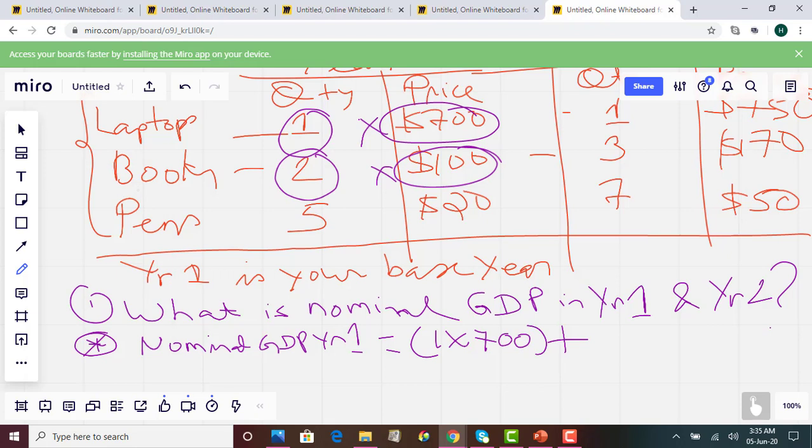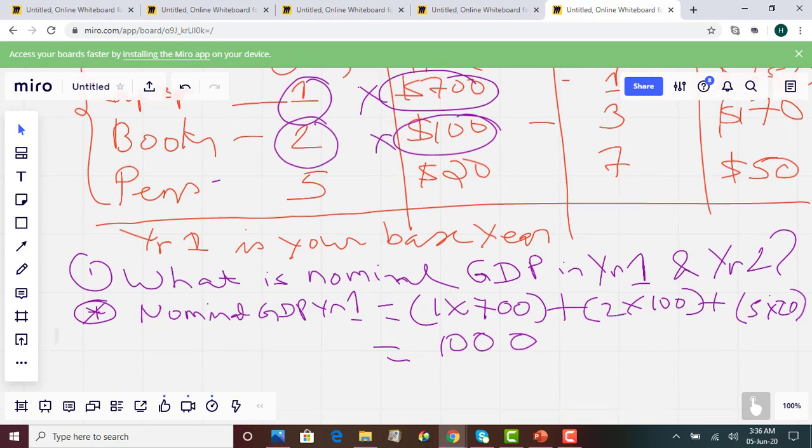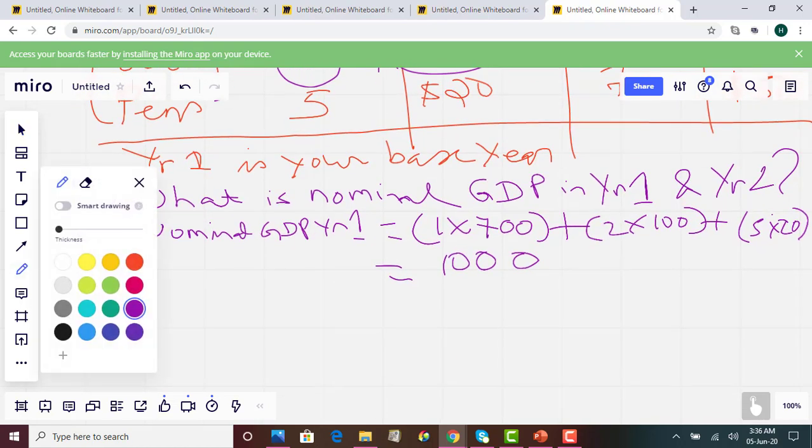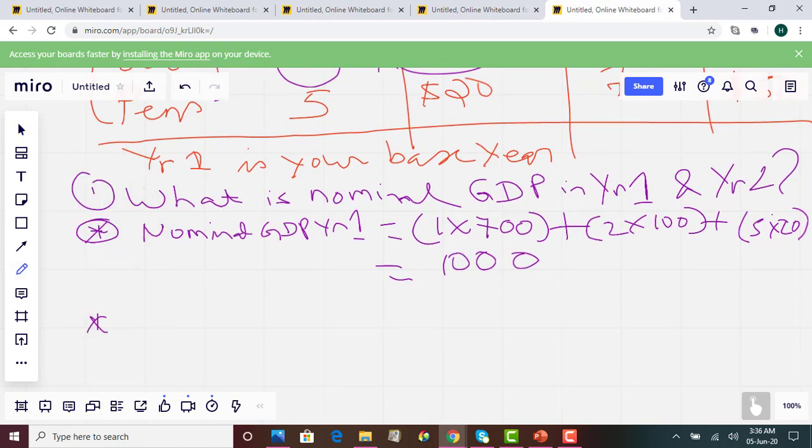So it's price times quantity. Here we do 2 times 100, and then we look at pence because we are given these goods in the basket, 5 times 20. We end up with 700 plus 200 plus 100, which is $1,000. So the nominal GDP in year 1 is $1,000. Then we calculate the nominal GDP in year 2.